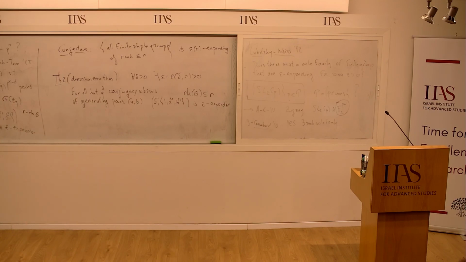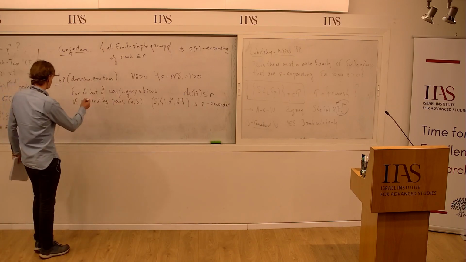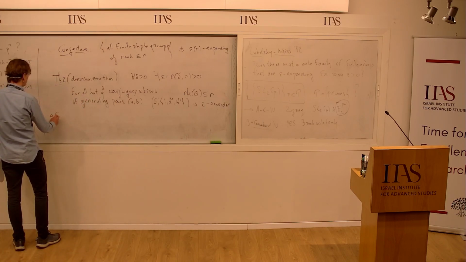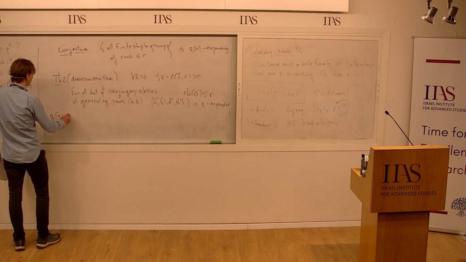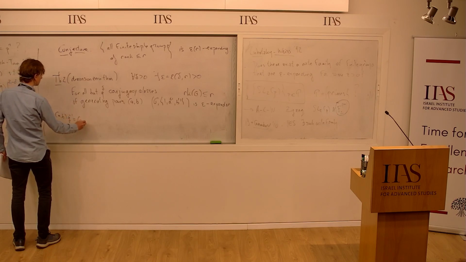Can you say again what the conjugacy class is? Yeah, so it's the diagonal conjugacy class. You act diagonally like this.